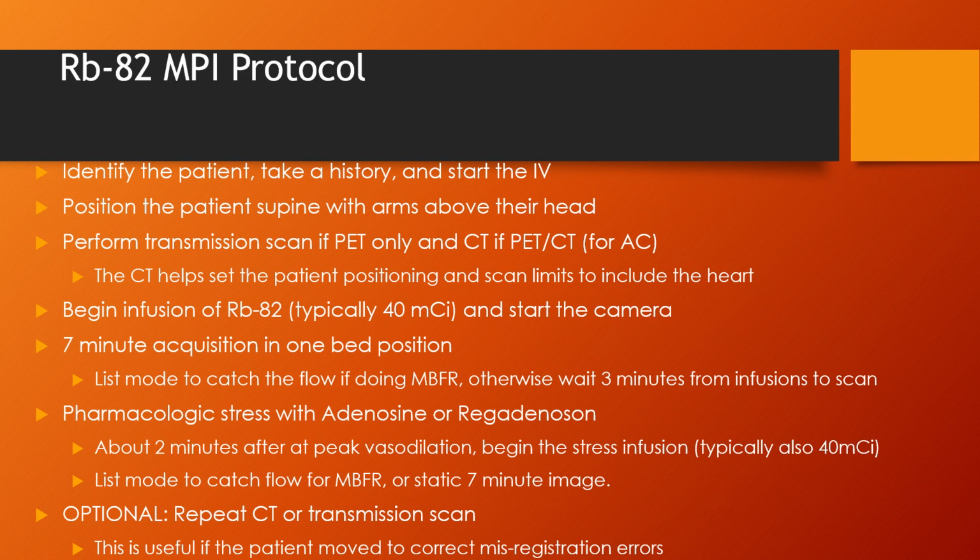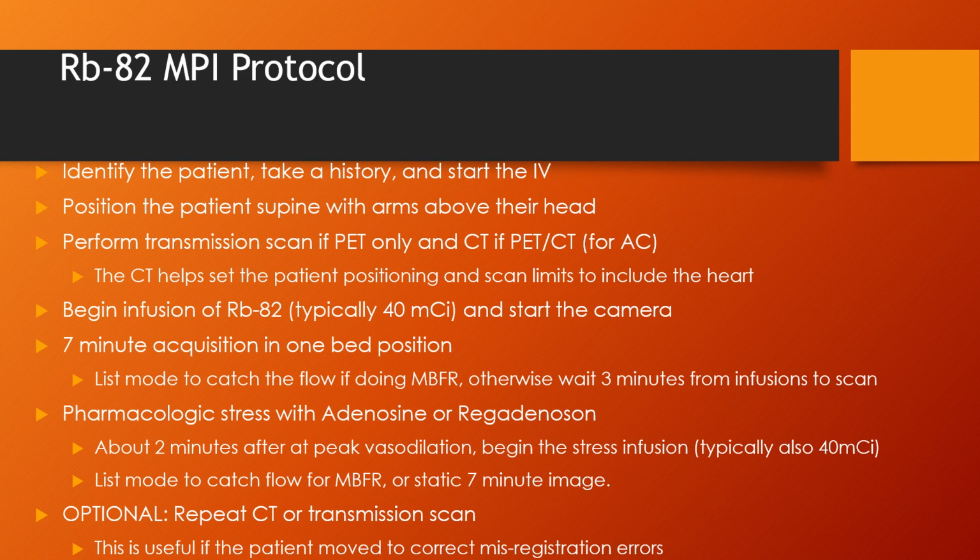So the rubidium protocol starts with identifying the patient, taking a history, and starting that IV. Remember, the IV needs to be at least 20 gauge with pressure rated for 50 to 65 milliliters per minute. Position the patient supine with their arms above their head. If you're doing a transmission scan, you'll do the transmission scan at that point. Otherwise, you'll do the CT for attenuation correction.